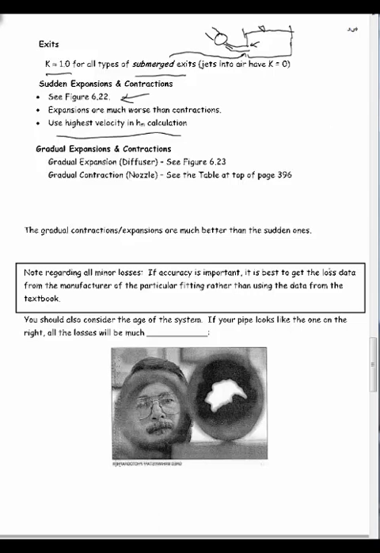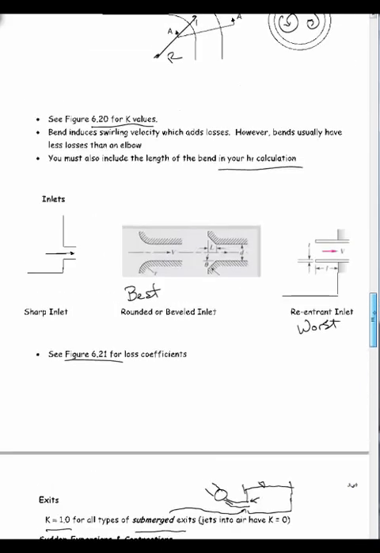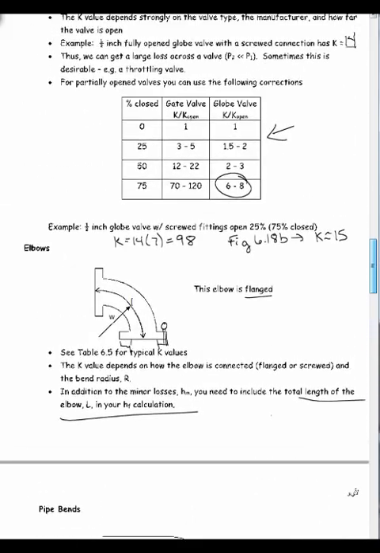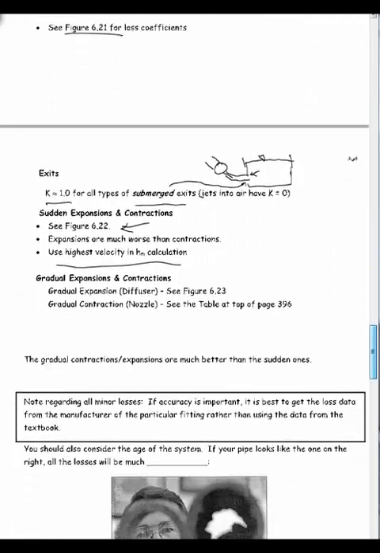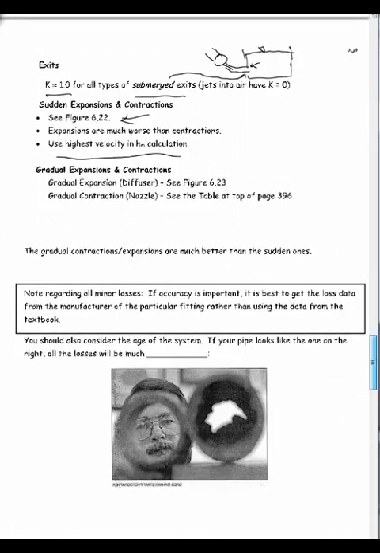It's just a matter of getting used to looking those up on the tables and graphs. And again, if you have two different places to look them up, you see how much different they are, just like what we did here looking up the globe valves. We got 15 or 98. That's a huge difference. So if you were doing this in real life, you would not use the tables in the books. You would use something else, probably from the manufacturer.